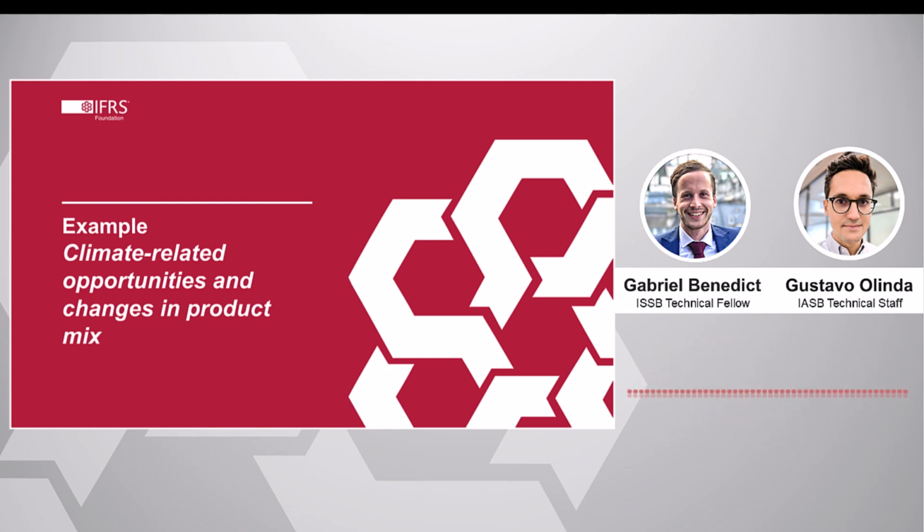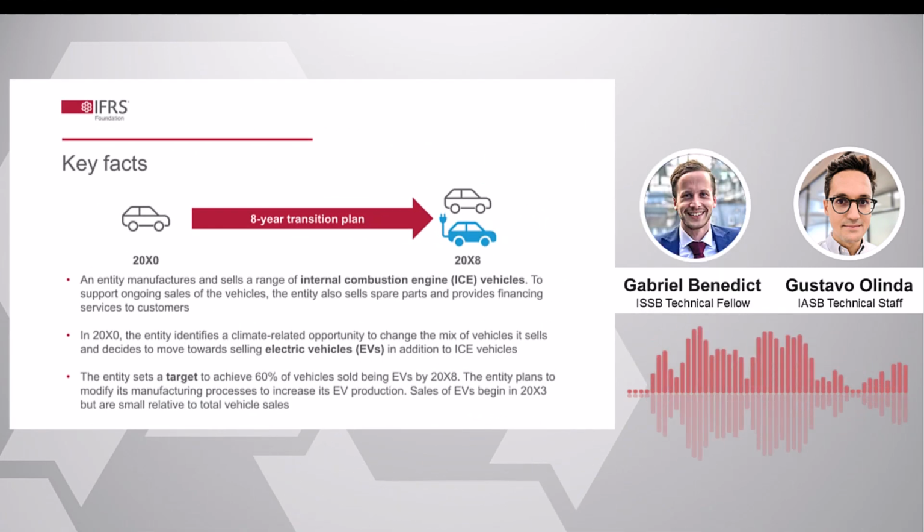We'll now look at an entity taking advantage of a climate-related opportunity. In this example, the entity we'll consider is a vehicle manufacturer. Traditionally, the entity has focused on the production and sale of internal combustion engine vehicles, or ICE vehicles for short. To support the sale of its vehicles, the entity also sells spare parts and provides financing services to its customers. The entity has identified a climate-related opportunity and decided to move into the production and sale of electric vehicles, or EVs, in addition to ICE vehicles.